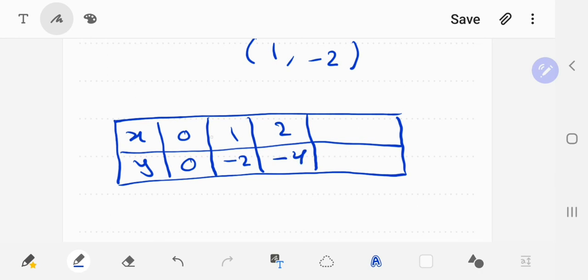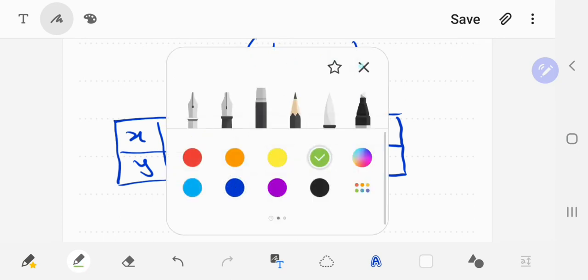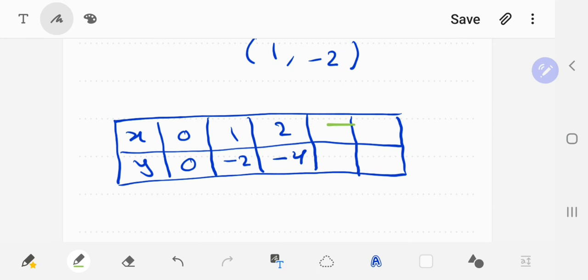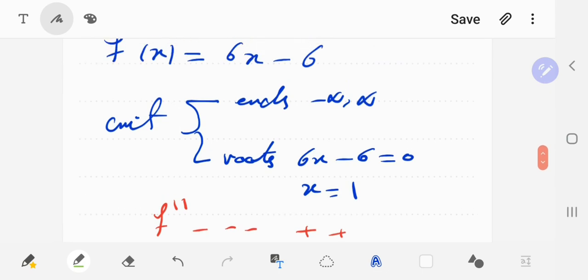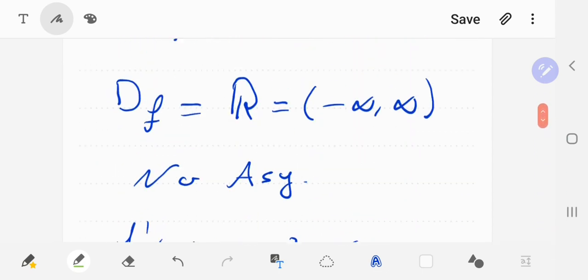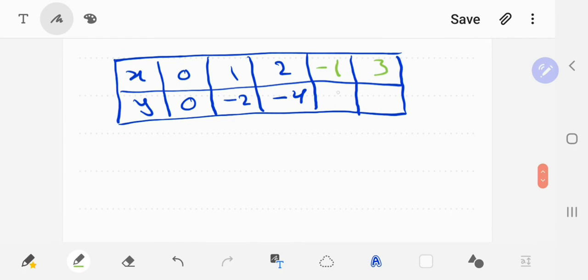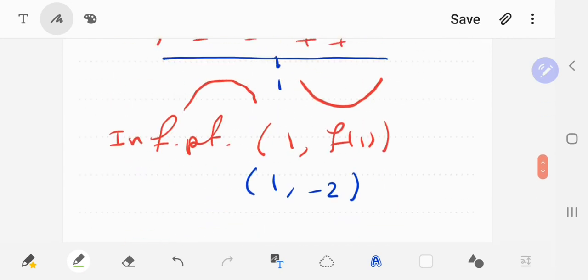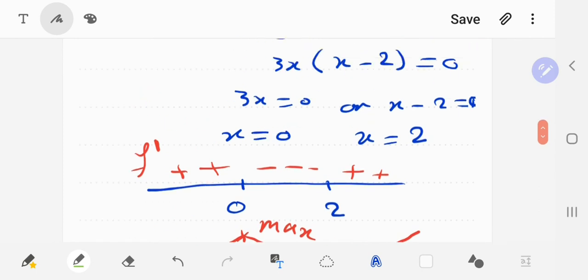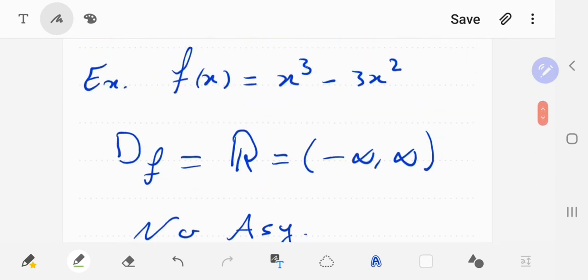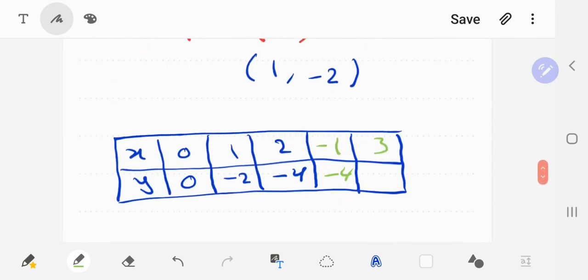We can choose extra values. If you want something before 0, something after 2, we can still add points, and that's optional in case we need more. So I will use negative 1 and I will use 3 here. So when x equals negative 1, we'll be having negative 1 minus 3, that's negative 4. When x is equal to 3, we'll be having 27 minus 9 times 3, 27. So 27 minus 27, that's 0 again.